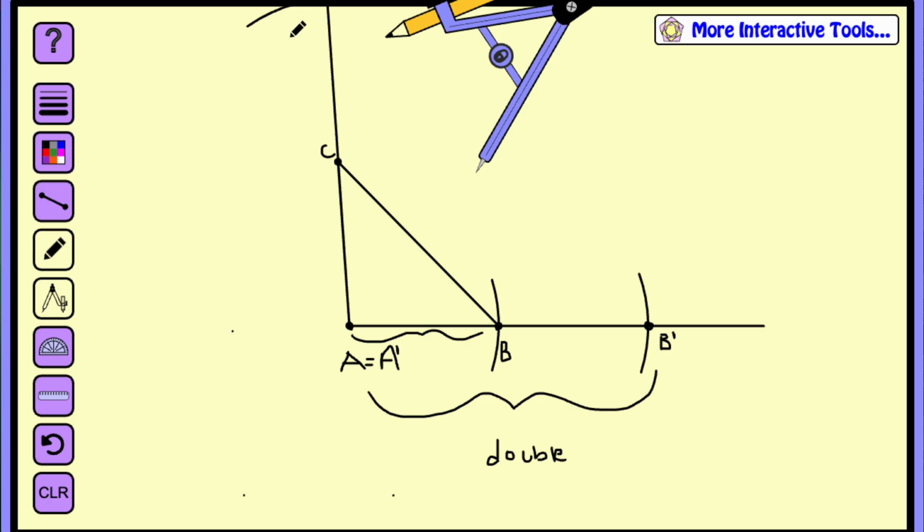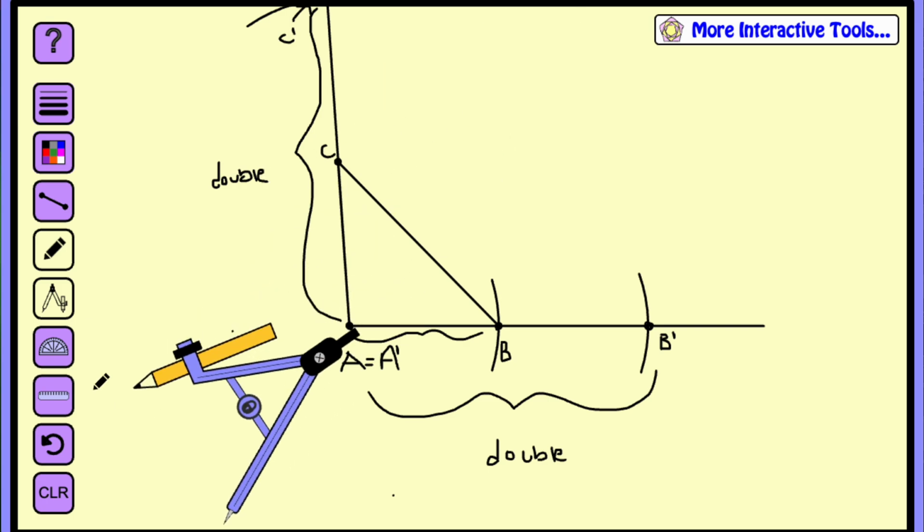But C prime, and you guys should mark C prime at that intersection, C prime is all the way up there. And again, what we know is that the distance from C prime to A is double the distance from C to A, right? Double the distance to our center of dilation. Now, what we can do is take our straight edge here, which is just a segment tool, and we can connect B prime and C prime, and that would be the dilated triangle.